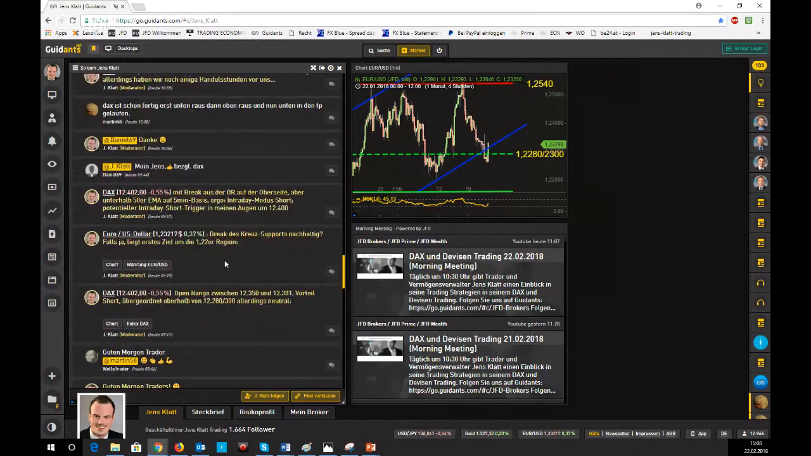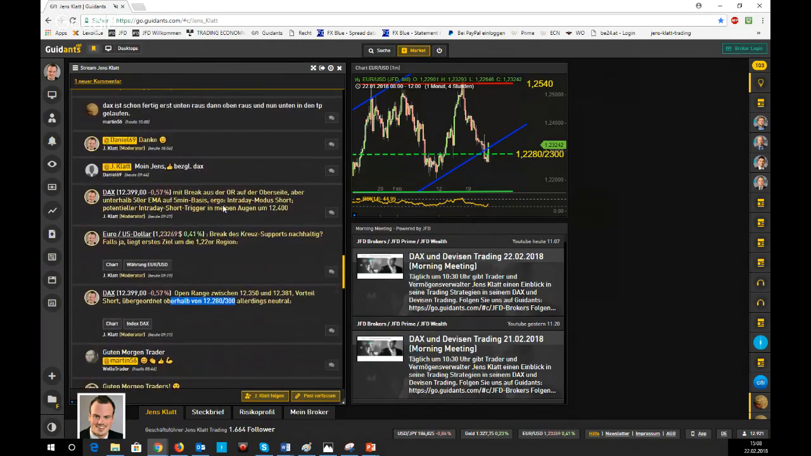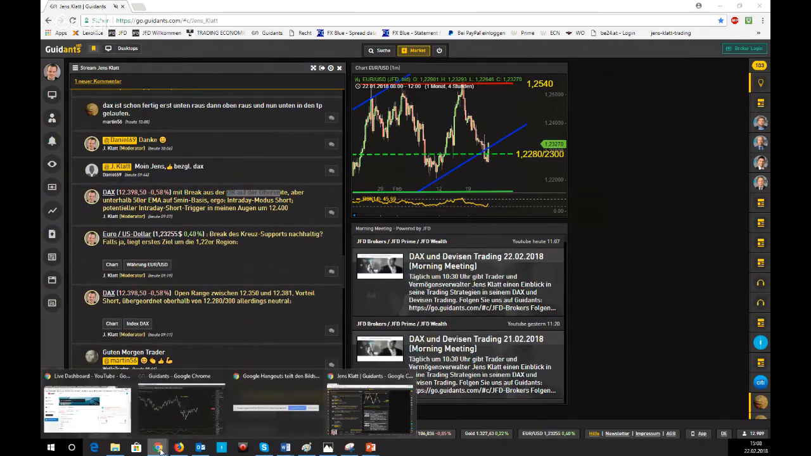There we go. I started out quite bearish for the day. You can see here the open range between 12,350 and 12,331, and there is FOTA. This means advantage is short, and I consider the mode to be neutral above 280, 300. That was exactly the region I mentioned earlier. And then I said we've seen the breakout of the open range on the upside. That's something you can see here.